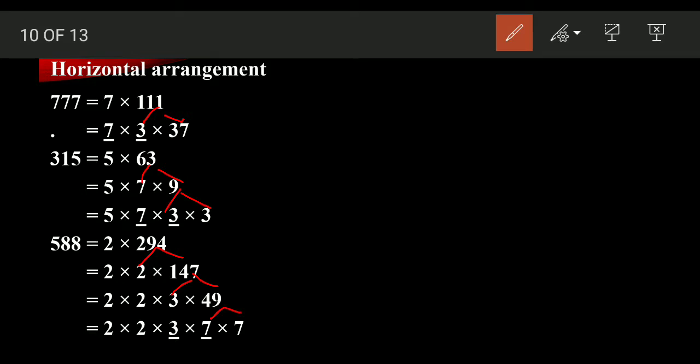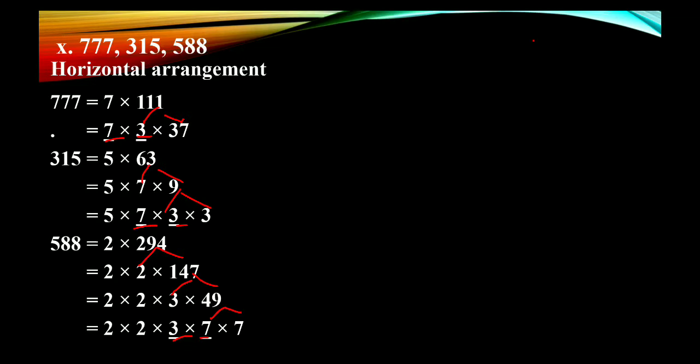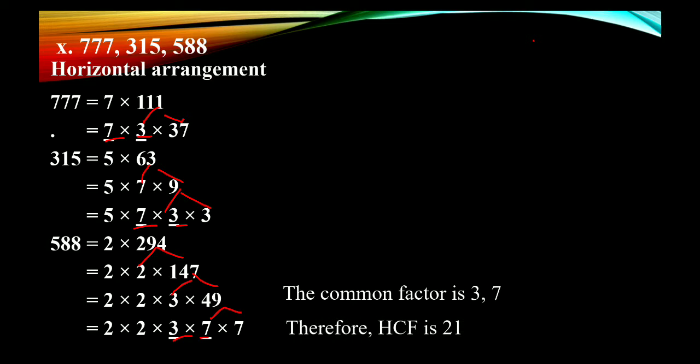What is the common factor among these 3? 7 is there in all the 3, right, children? Yes. Now again 3 is there in all the numbers. So our common factors are 3 and 7. Therefore our HCF is what? 3 sevens are how much? 21. Therefore HCF is 21.